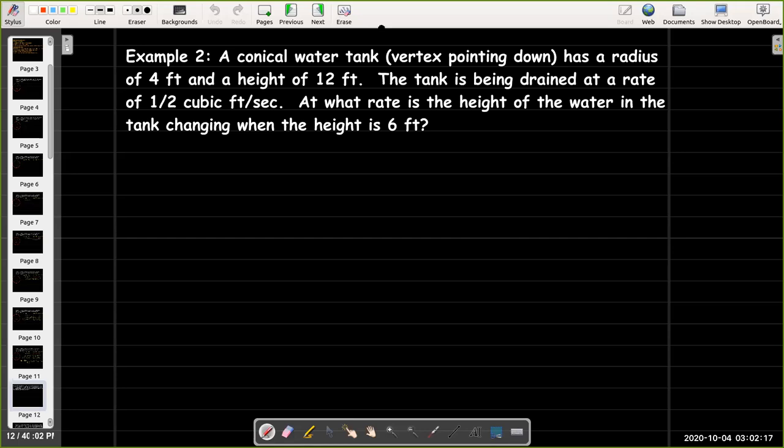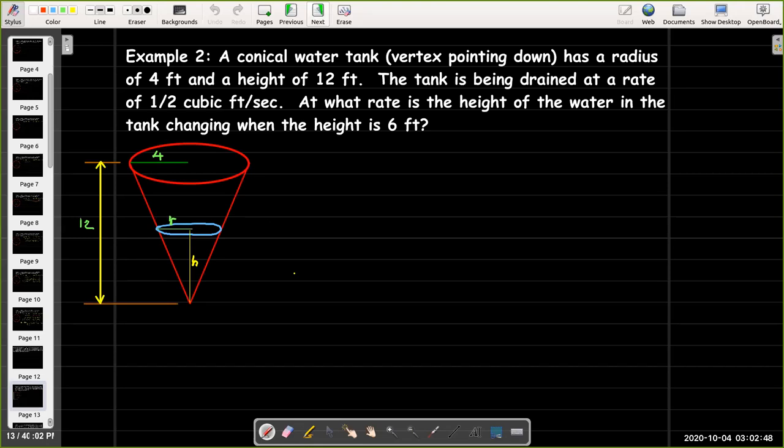In our second example, we have a conical water tank. So it has the shape of a cone, and the point, the vertex, is pointing downward. It has a radius of 4 feet, a height of 12 feet, and it's being drained at a rate of 1/2 cubic feet per second. And we'd like to know at what rate is the height of the water in the tank changing when the height is 6 feet. So let's start with a diagram.